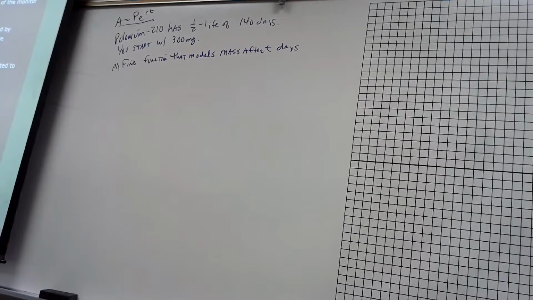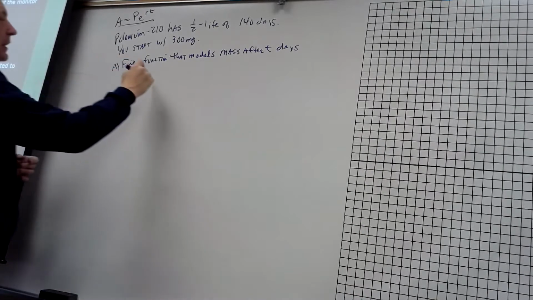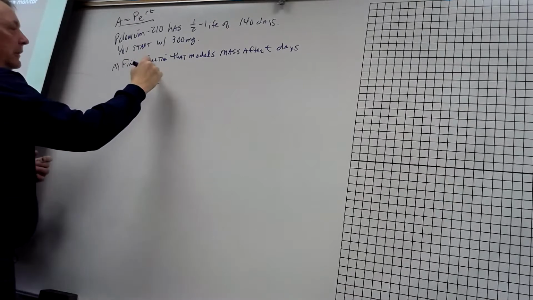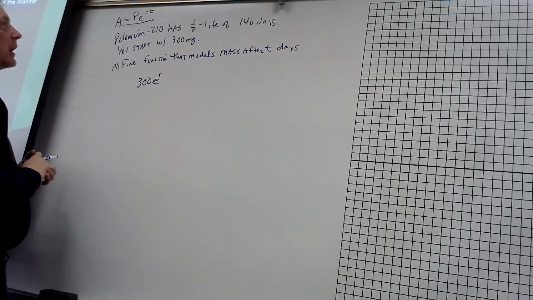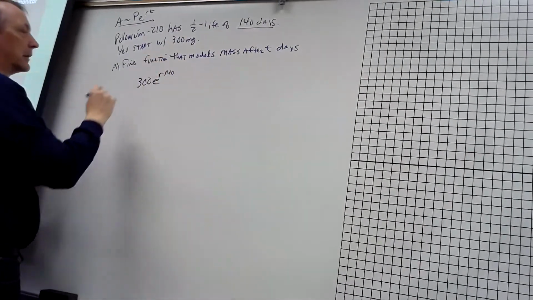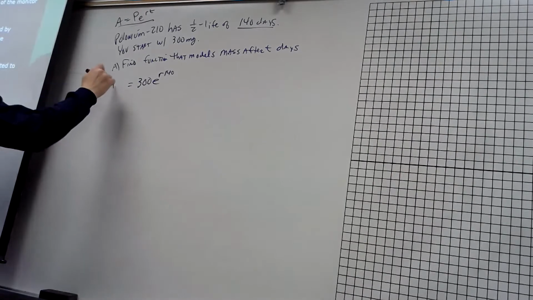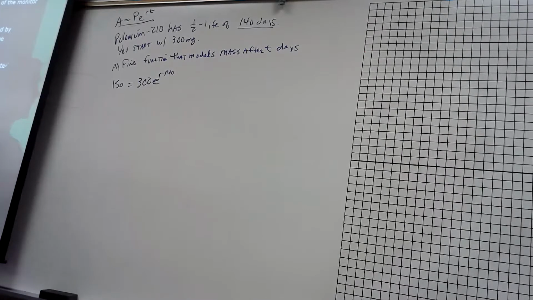Reagan, it must be your turn. So the initial principal is 300. We start with 300 milligrams, and we'll have e to the rate, the rate I don't know, times time. Okay, so 140 days is our half-life, right? Yeah. And so in 140 days, how much am I going to have left over? Half of 300, which is 150, right? Yes. Okay, so then how do I solve that?